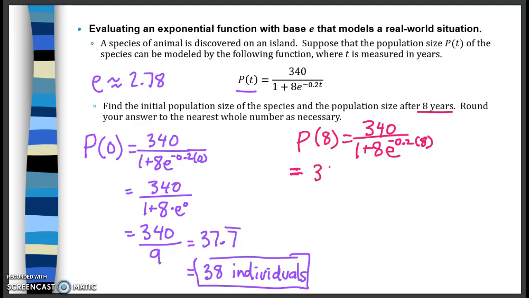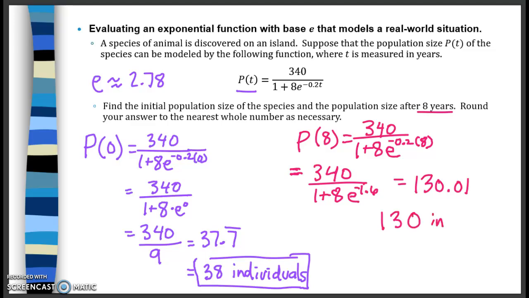So this is going to be equal to 340 divided by 1 plus 8 times e to the, well, negative 0.2 times 8 is negative 1.6. After I plug this into my calculator, I get 130.01. And then rounded to the nearest whole number, because it doesn't make sense to have a piece of an individual, I get 130 individuals. So after 8 years, I almost increased by 100 individuals in this population.